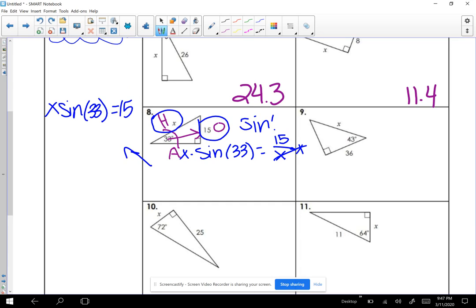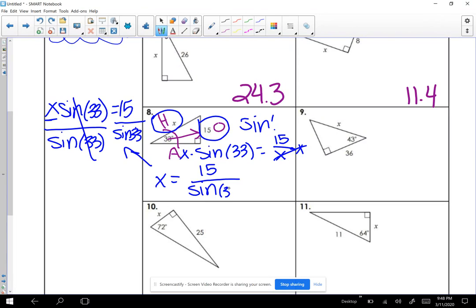Now, x still isn't by itself. I need that x by itself, and it's not. So my next step would be to divide both sides by the sine of 33, because that is what is attached to my x. On the left, that cancels, and I'm left with just x. That's what I wanted. On the right, I don't have 15 times the sine of 33. I have 15 divided by the sine of 33.